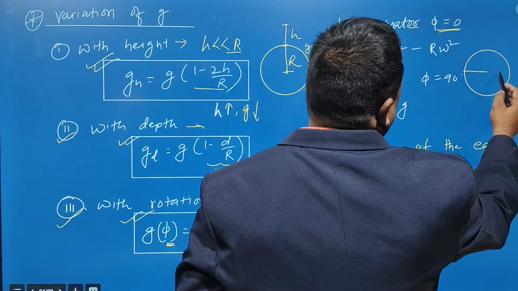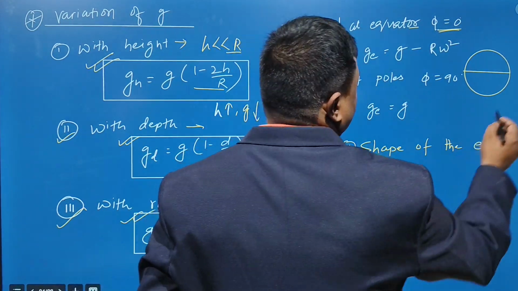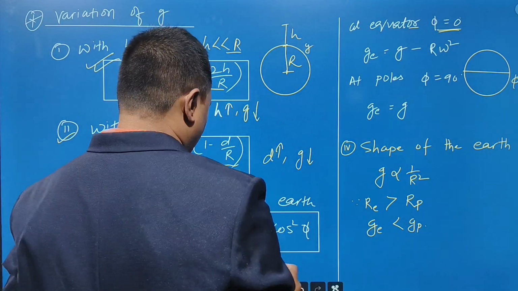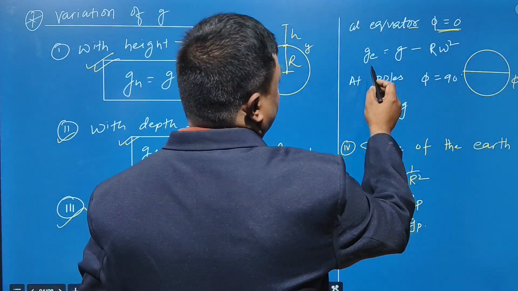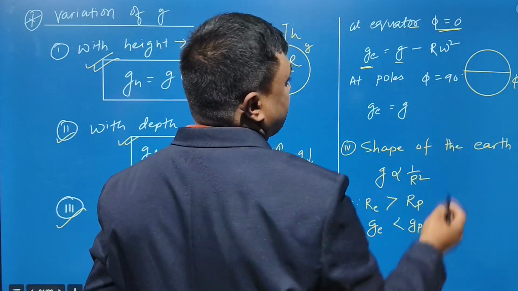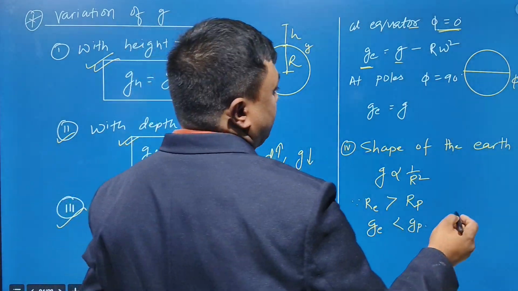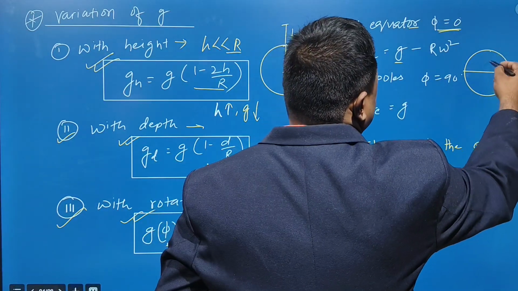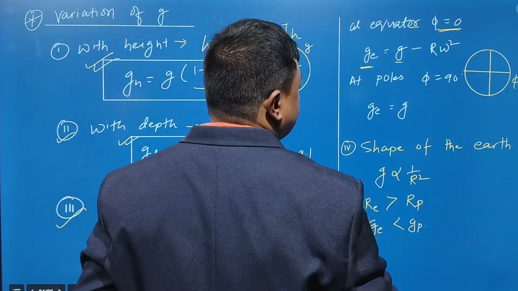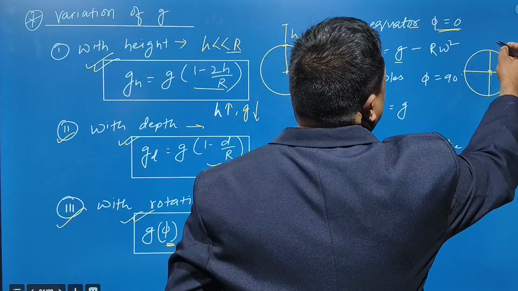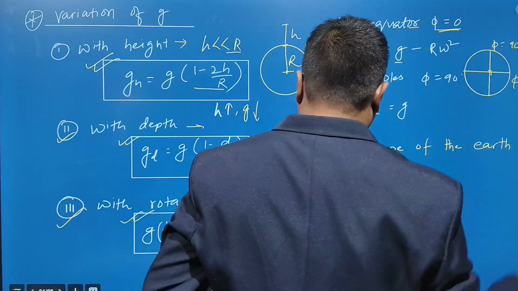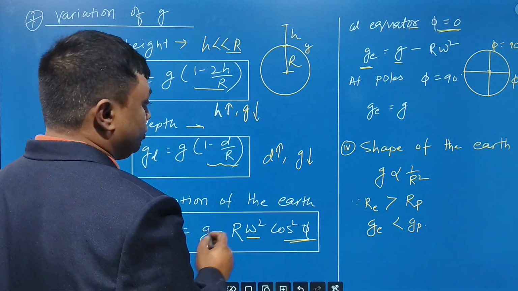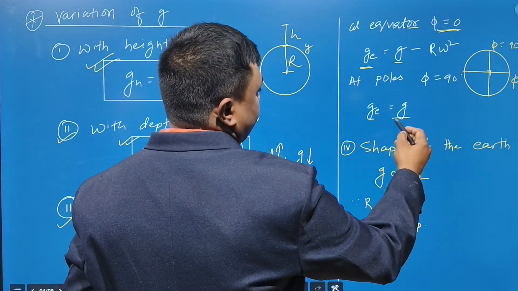This is the equator line right now. So here phi is 0 degree. If you substitute the value, cos 0 is 1. So we will get g at equator is g minus r omega square. Whereas when we talk about the pole, at the polar region, this angle phi is equal to 90 degree. So cos 90 is 0. Substituting the value, g at pole is equal to g.